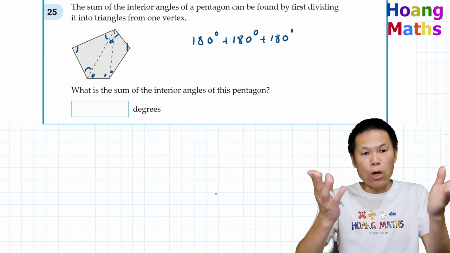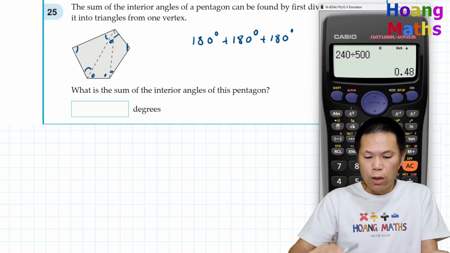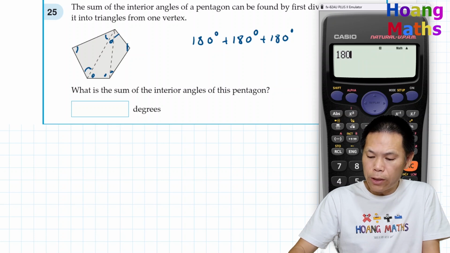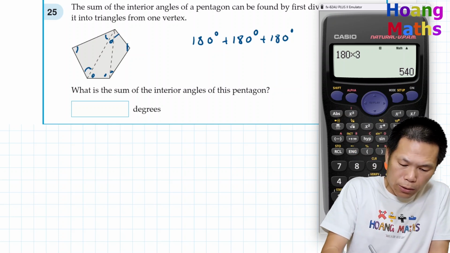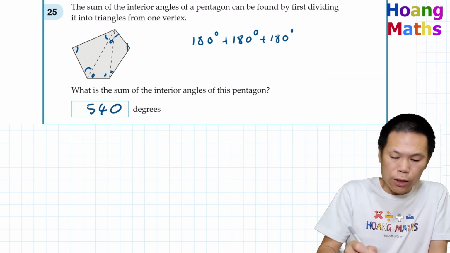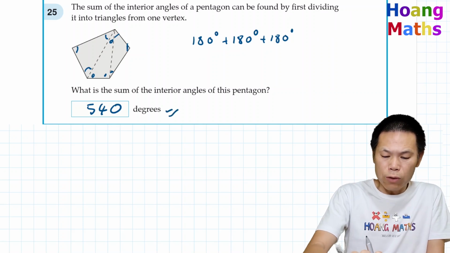So now we just put it on a calculator. So I just go 180 degrees times 3. Easy. So 540 degrees. So 540. We already have degrees here, so we just write 540.